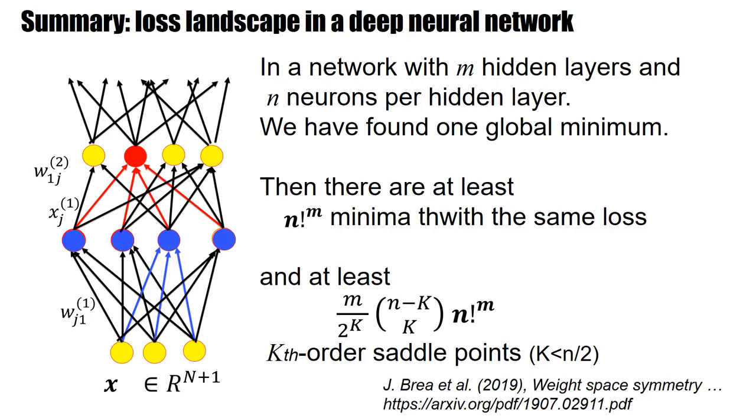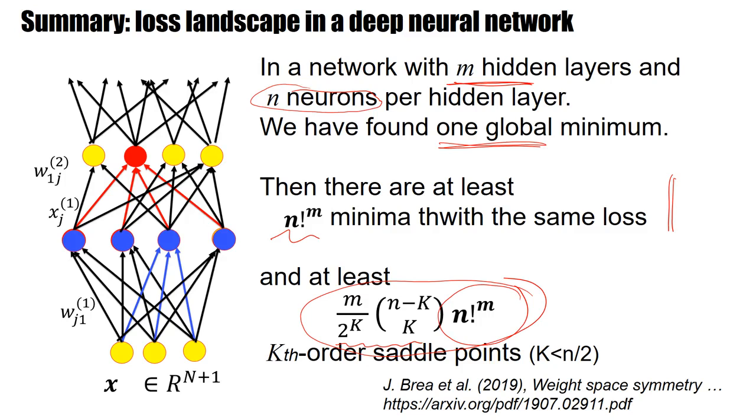And so here's the summary now. Suppose we have a network with m hidden layers and n neurons per hidden layer. And suppose we have already found one global minimum, then we know that, because of permutations, there are at least n factorial to the power of m minima with the same loss. That's a lot. But there are even more kth order saddle points. We have this factor that's the same as the number of minima, and then we have this extra factor in front. Thus, there are indeed more saddle points than permutation minima in a network of n neurons per hidden layer and m hidden layers.